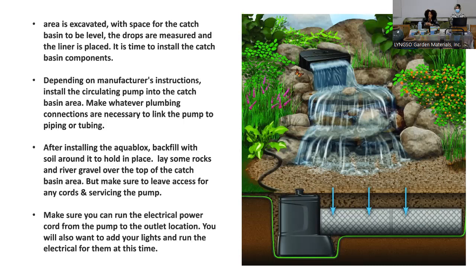So after installing the aqua blocks, here they make their grand appearance, then you'll backfill with soil around the catch basin area to hold everything in place. And you'll lay some rocks and river gravel to hide the top of the catch basin area. But you're going to be sure to leave access for all of the electrical from the pump or any lighting that you're going to be adding.